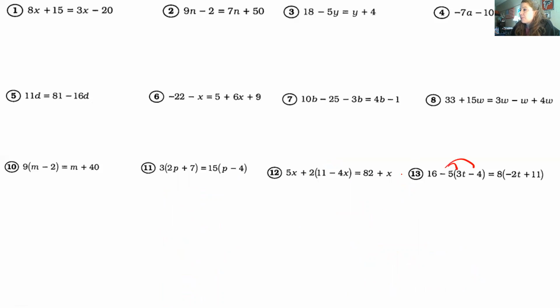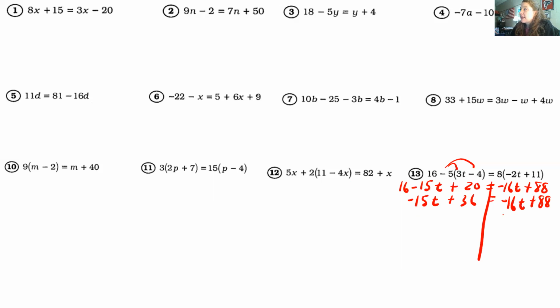So I'm going to use the distributive property. So I have 16 minus 15t plus 20 equals 8 times negative 2 is negative 16t plus 88. Combine like terms, I have negative 15t, then I add 16 plus 20 and I get plus 36. Bring down everything on the right side. All right, I'm going to move my smallest t.